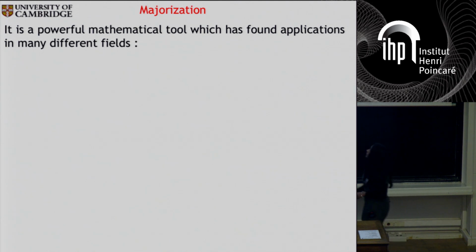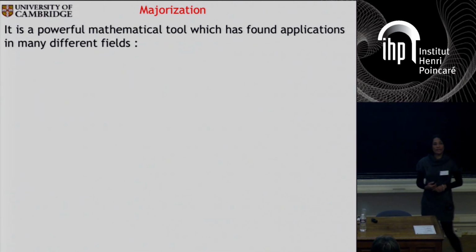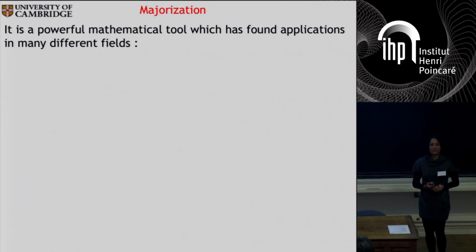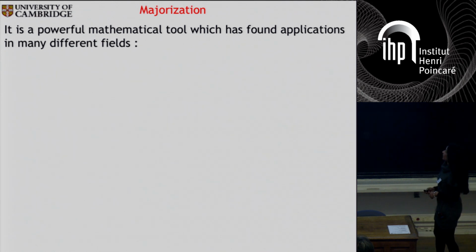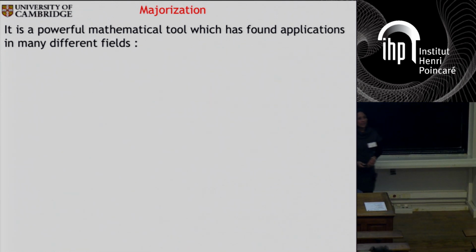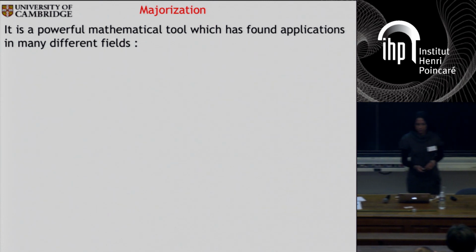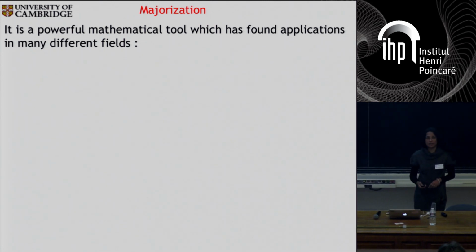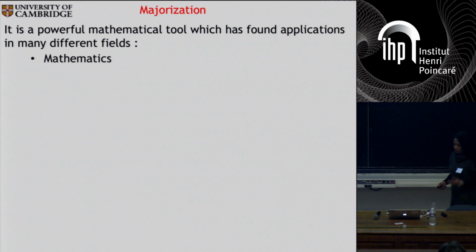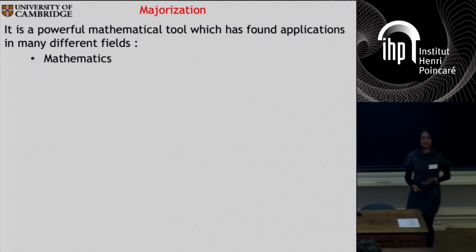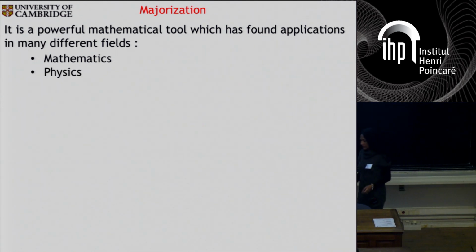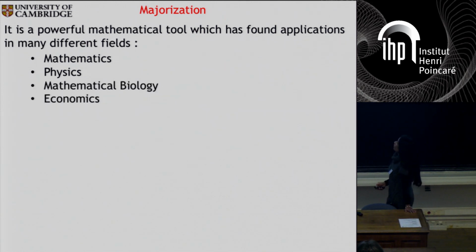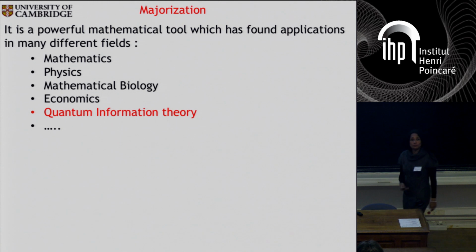So I will be talking about a surprising majorization relation and its applications. Let's quickly recall majorization, which surely all of you know about. As you know, it is a powerful mathematical tool which has found applications in many different fields: mathematics, probability, statistics, calculation of variation, physics, mathematical biology, economics, and of course, quantum information theory.